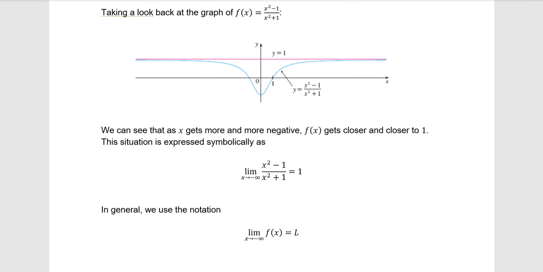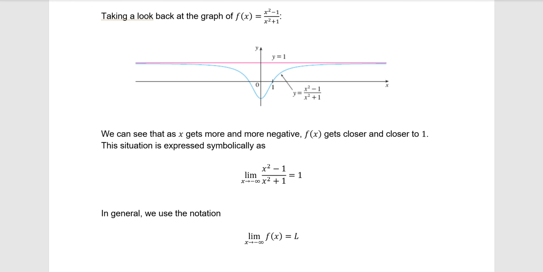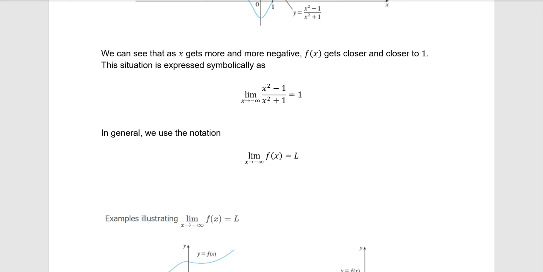Let's take a look back at that graph of f of x from the previous page. Now we're going to look as x goes to negative infinity. That means we're moving more and more left on the x-axis, and just like as x goes to positive infinity for this graph, we can see that the function is approaching 1 again. This doesn't always happen. Just because it's approaching 1 on the right doesn't mean it's approaching 1 on the left. In this case it was.